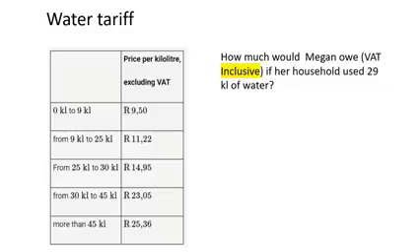Now it says, how much would Megan owe, VAT inclusive, if her household uses 29 kiloliters of water? So 29 is somewhere over here, but we start up here. In this category we use 9. In this category we use 16. Now if you say 9 plus 16, we've already used 25.